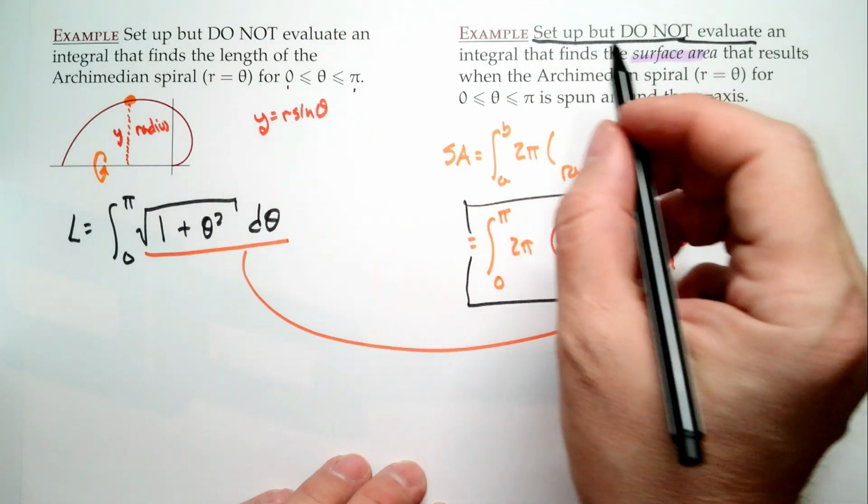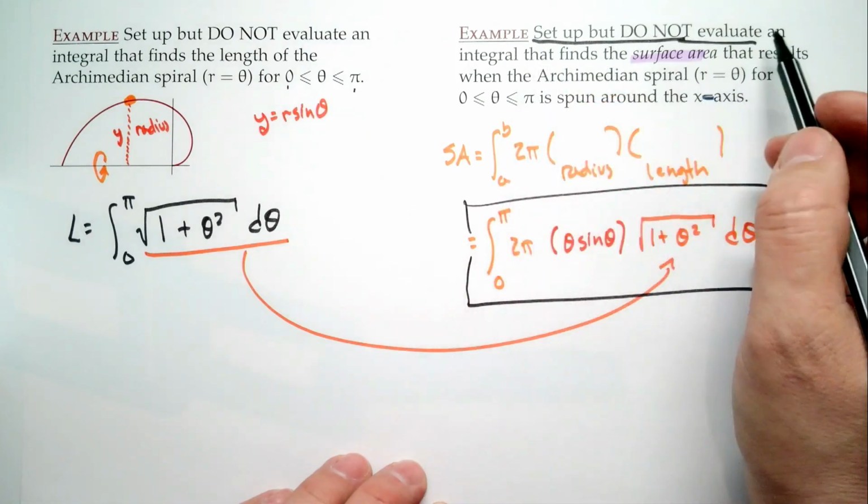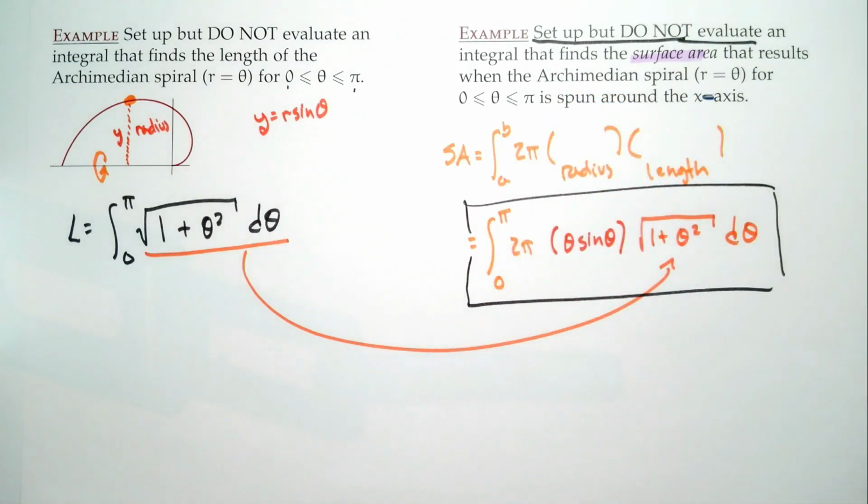And if you see an instruction on the exam, do not evaluate, or you might even see something like, set up only, exclamation mark, exclamation mark. That's also a clue. Just set it up. All right. And then, actually that's it. We're done. We've learned everything. We must be ready for the test.